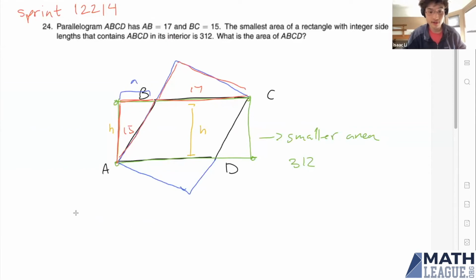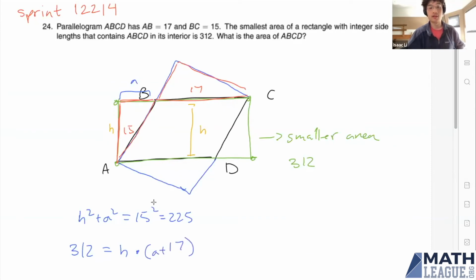Then, by the Pythagorean theorem, we evidently have H squared plus A squared is equal to 15 squared, which is 225. And we have H, and then we have A plus 17 as the other side of the rectangle. So to use the area of the rectangle, 312, we want to have those two dimensions: H, and the other side length, A plus 17. Since we're given that the rectangle has integer side lengths, H and A both have to be integers, and 312 is a pretty large number.